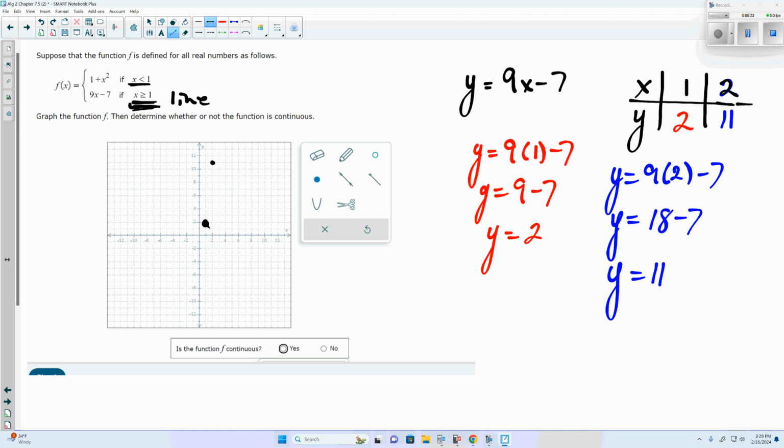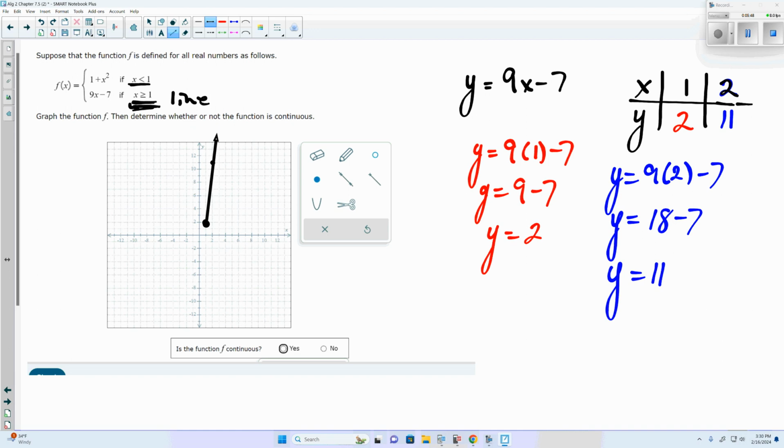Now, we're not going to specifically have a line. We're going to have a ray because we do have one endpoint that is a closed endpoint at the point (1, 2). And it continues on through the point (2, 11), and it goes all the way up to our 4, 29. And then that is half of our graph.